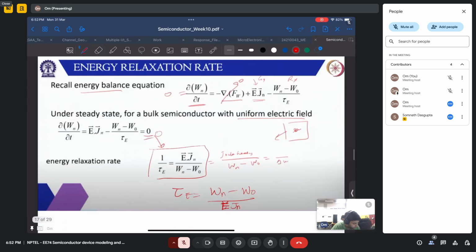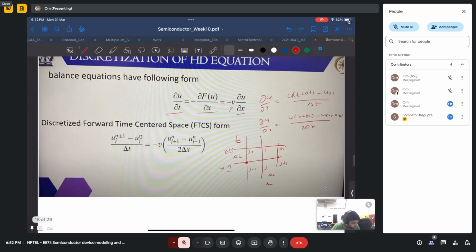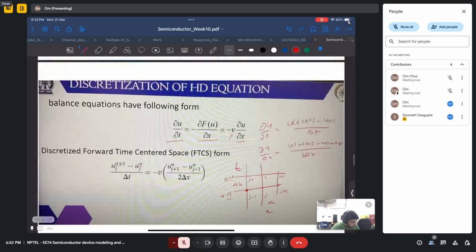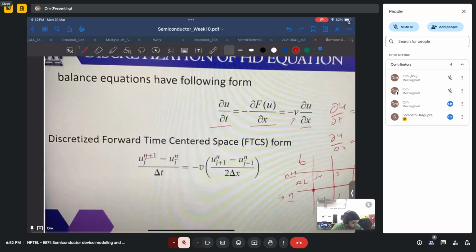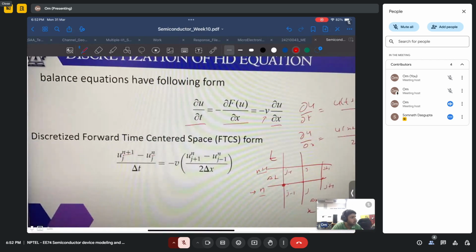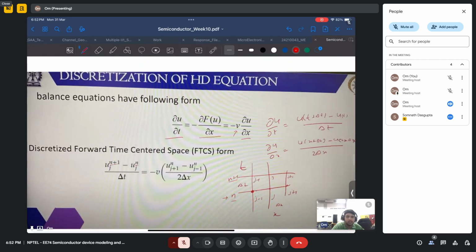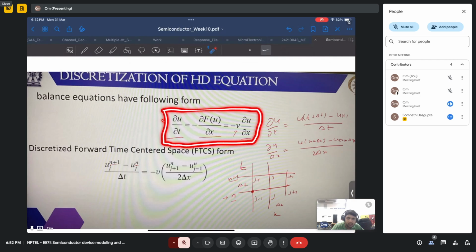Okay, so before going to the next question, let me first discuss a very simple thing. Next we will talk about some numerical methods that are used to solve these partial differential equations. We saw the energy balance, carrier balance, and charge balance equations. All these equations have this kind of form, right?